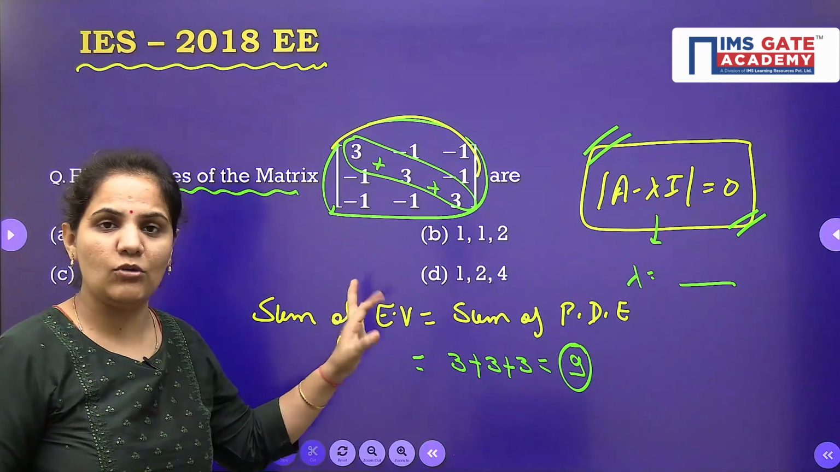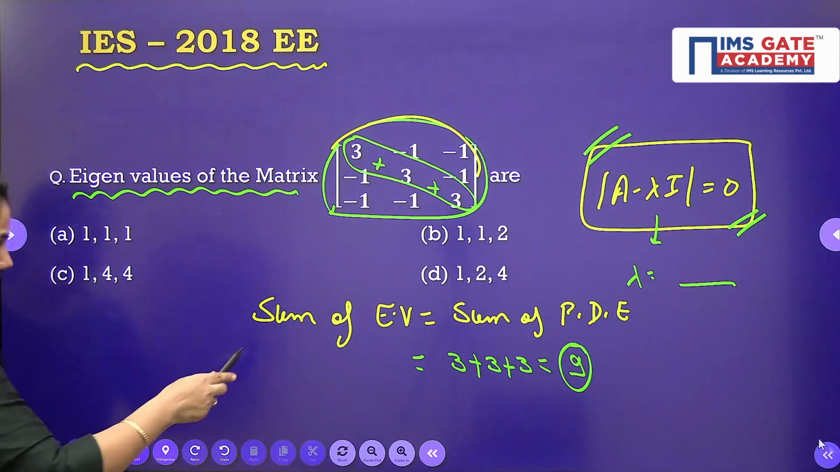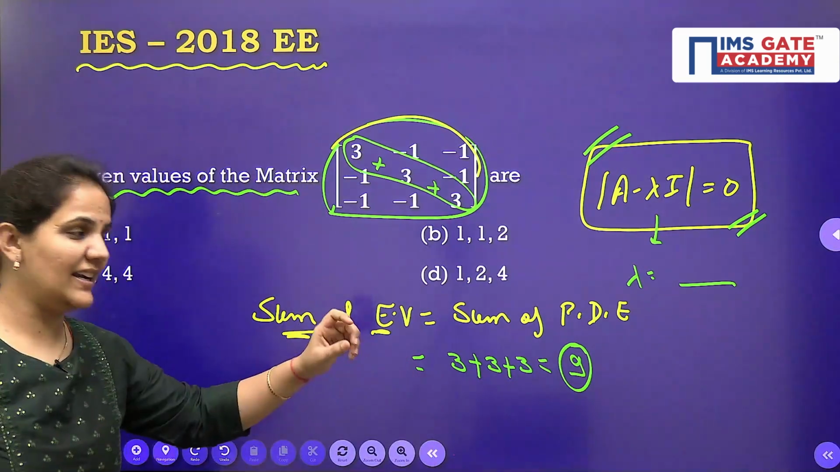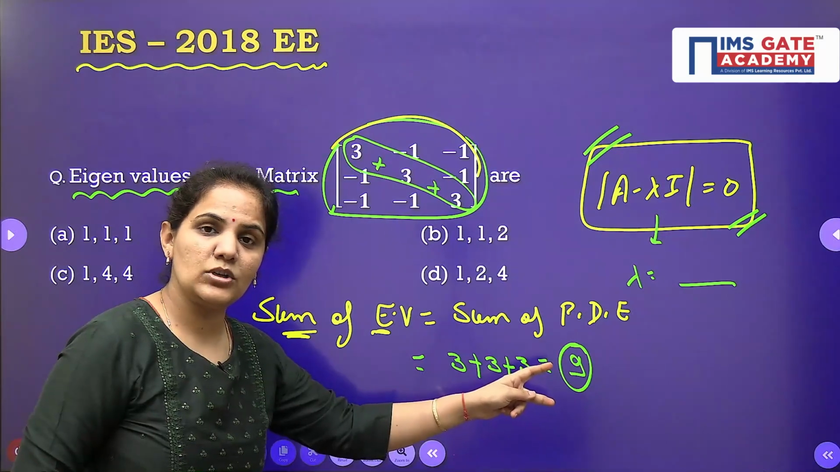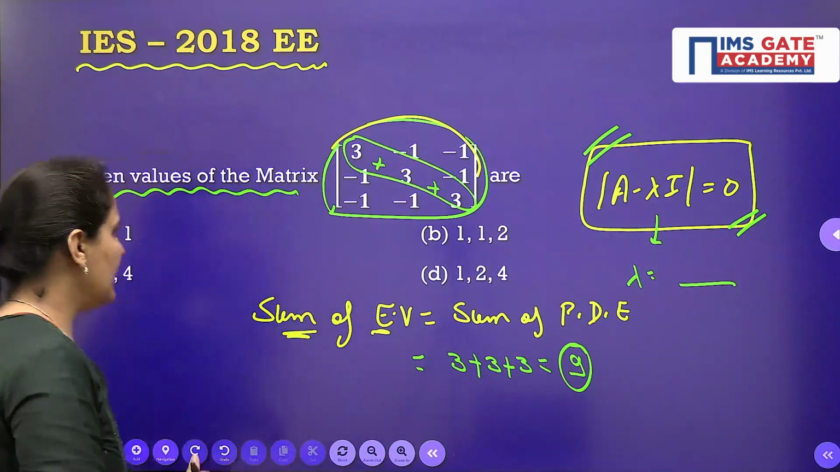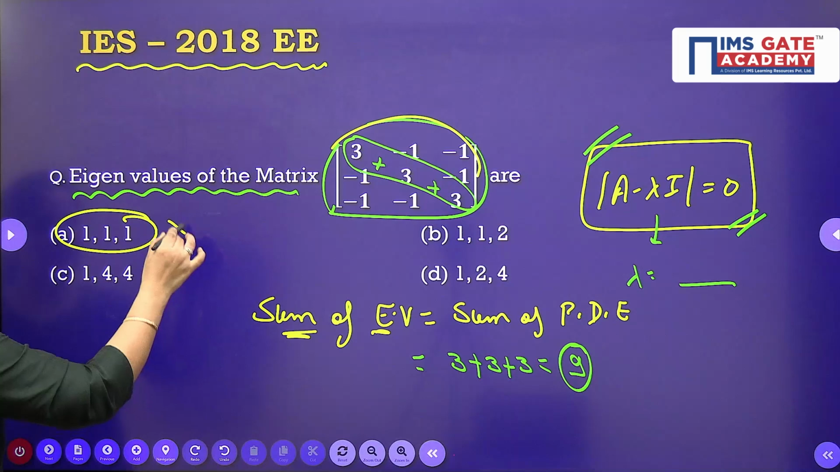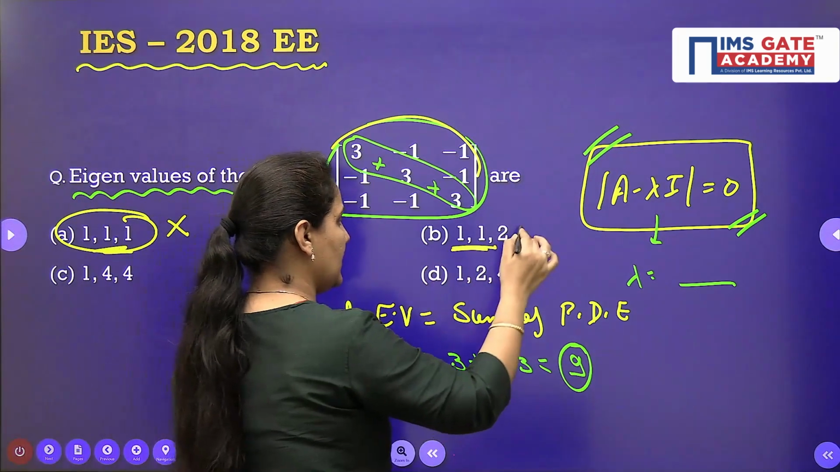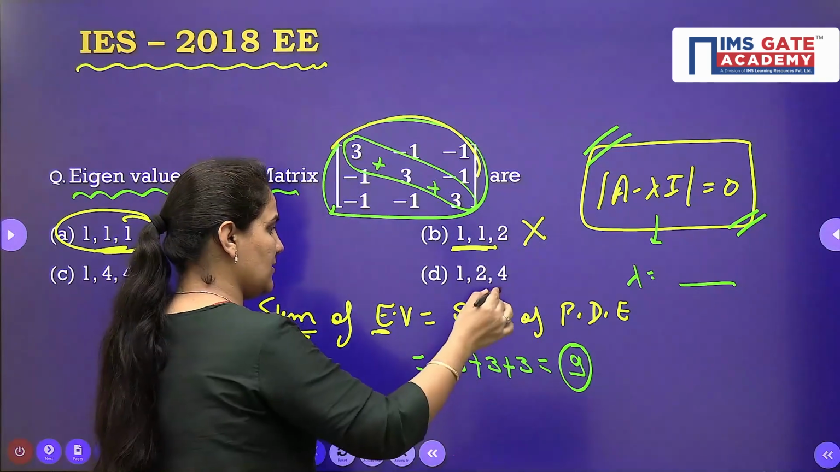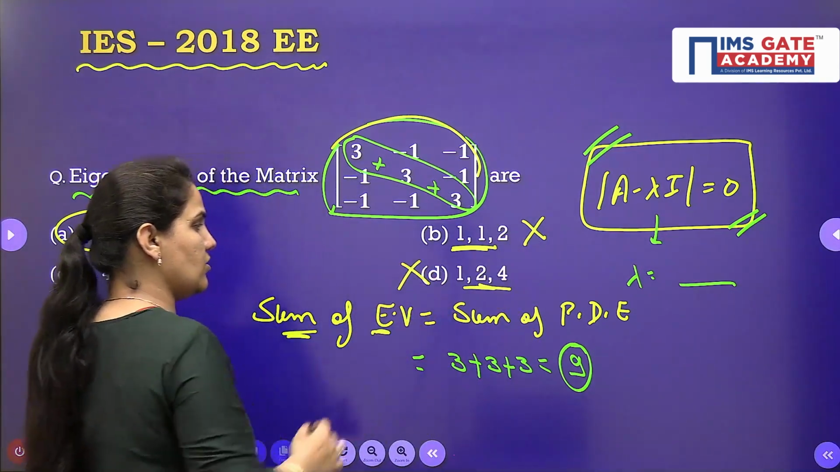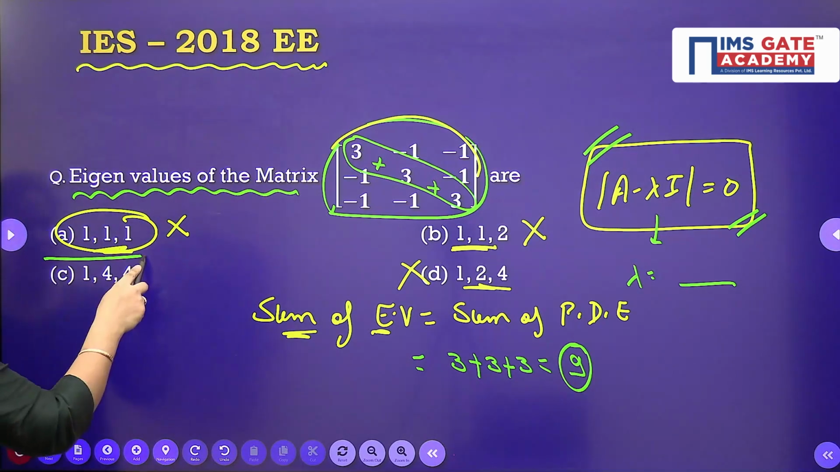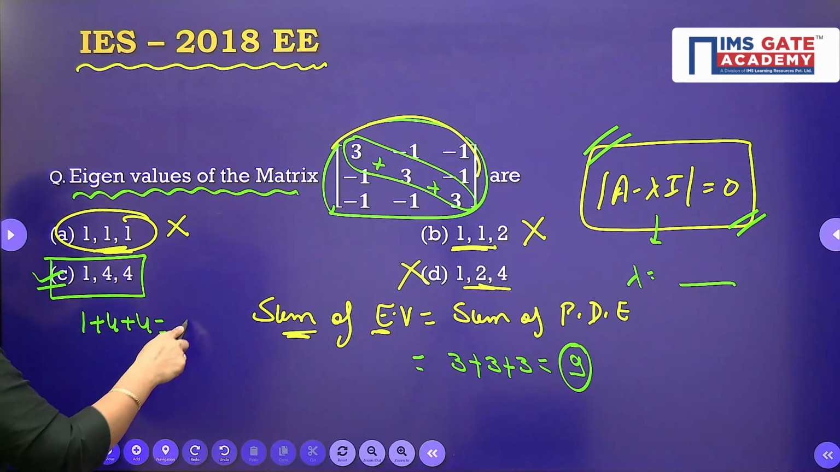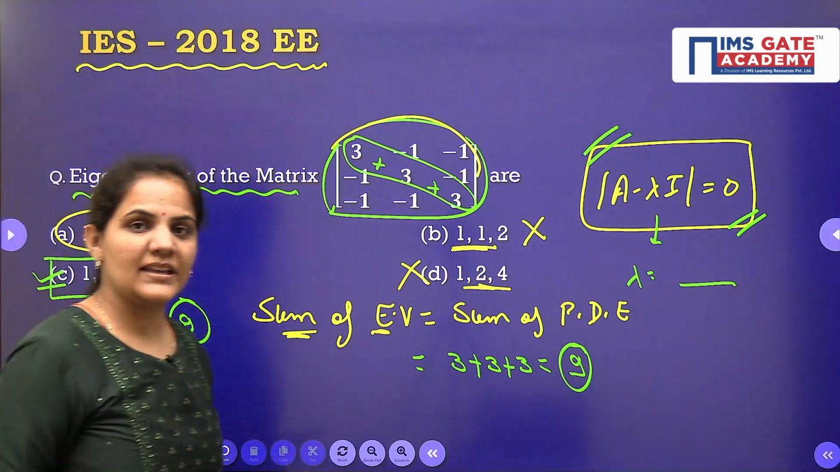As we have options, and in this type of question we will definitely have options every time, we can check by the options. If any of the options satisfies the sum equal to 9, then that will be the answer. Checking the very first option, the sum is 3, not possible. Option B, the sum is 4, not possible. Here the sum is 7, also not possible. But when we check option C, the sum is 1 plus 4 plus 4, which is equal to 9, and bingo, this is my answer.